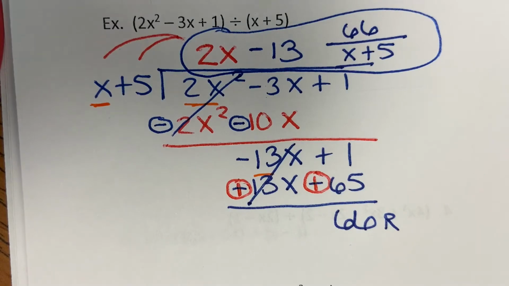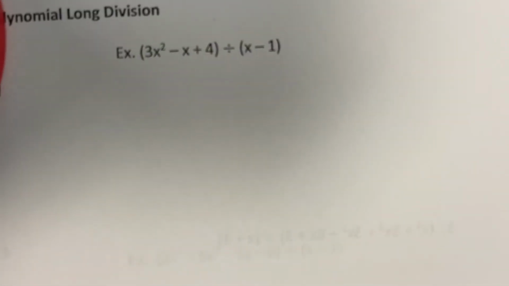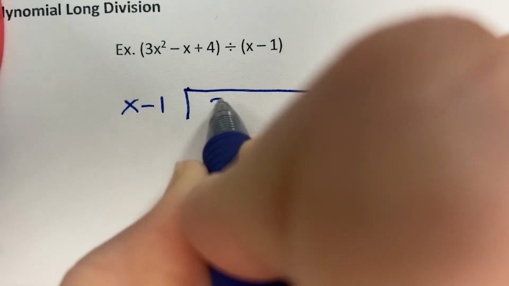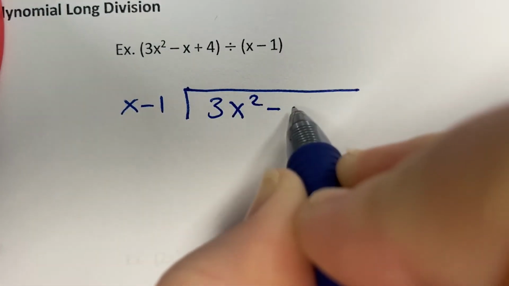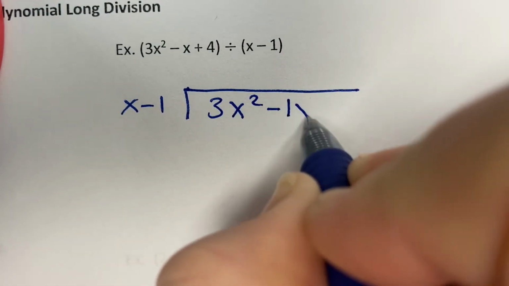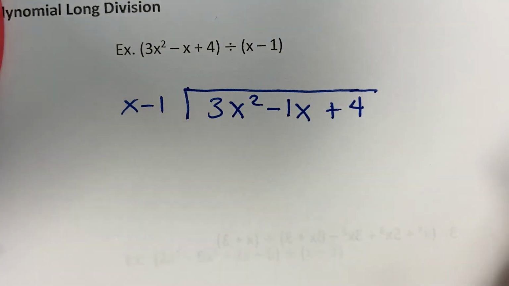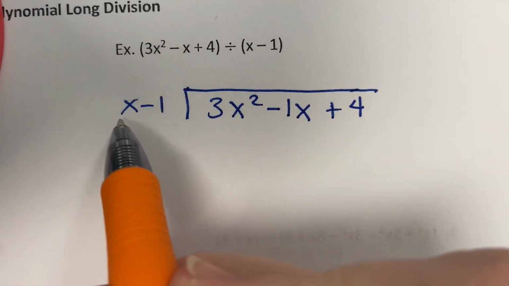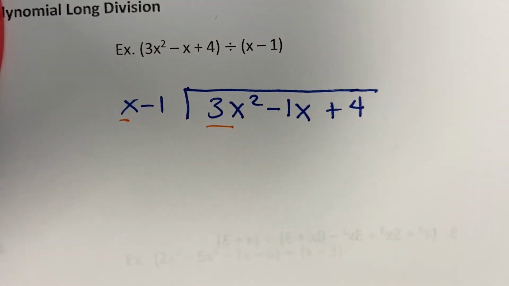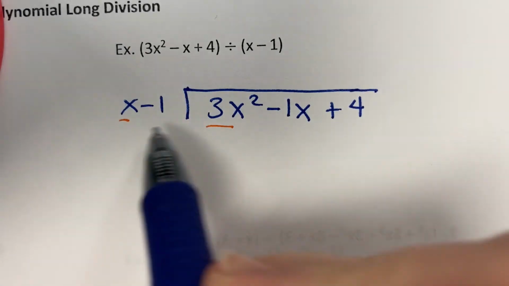All right, so let's look at another one. In this one, we're going to set this up. x minus 1 is being divided into 3x squared minus x. I'm going to put minus 1x just because that's going to help me a little bit later, plus 4. So the first term right here, x and 3x squared. What can I multiply that to get that?